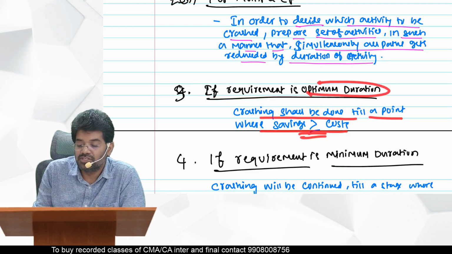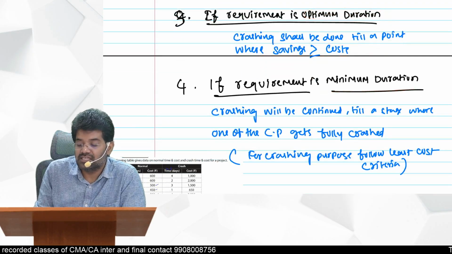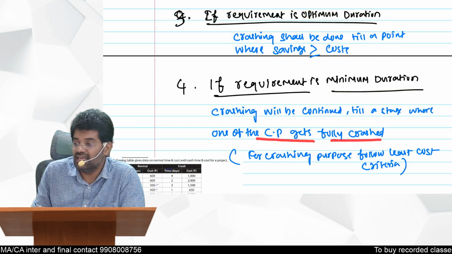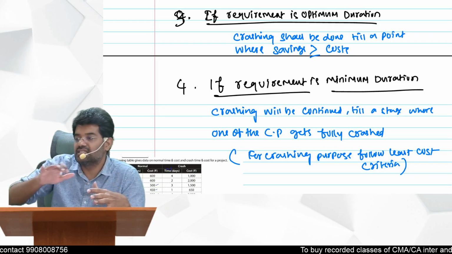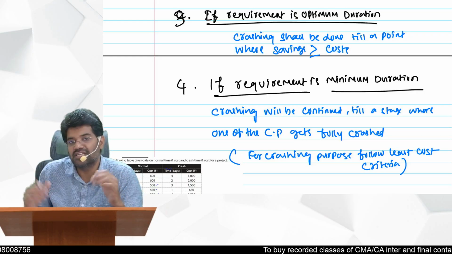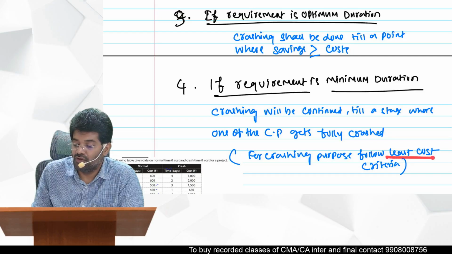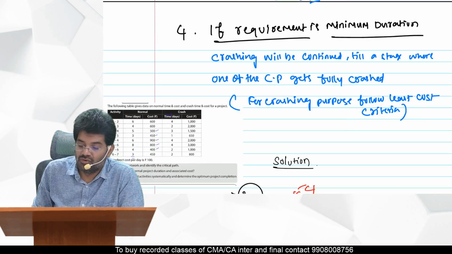If optimum duration is asked, that is the rule. If the requirement is minimum duration, crashing will be continued till a stage where one of the critical paths gets fully crashed. Till that time you can keep on crashing. For crashing purpose, follow the least cost criteria. Yes, this is the criteria we should follow.